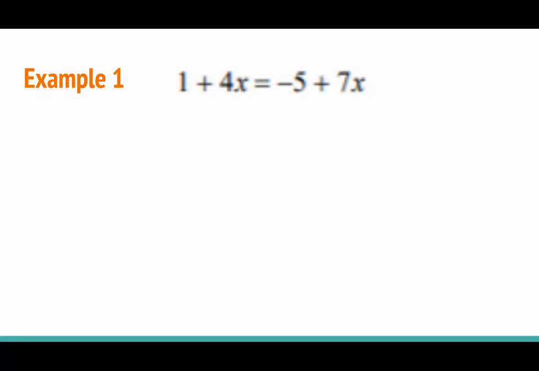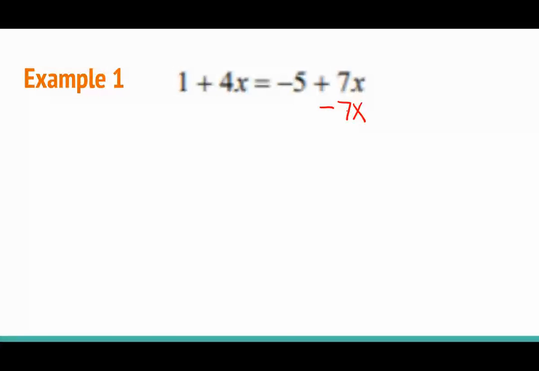So here we go. This first one is example 1. We have 1 plus 4x equals negative 5 plus 7x. So the first step is you find the variable on the right-hand side of the equation. So our equal sign is right here. The variable is this 7x. It says plus 7x. It's positive. So the opposite is to subtract 7x.